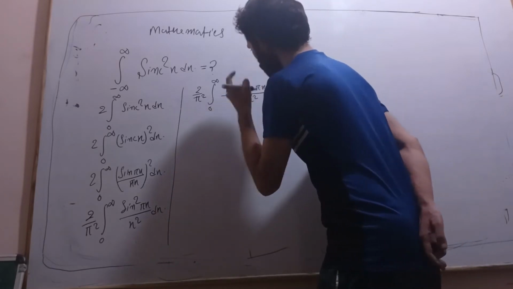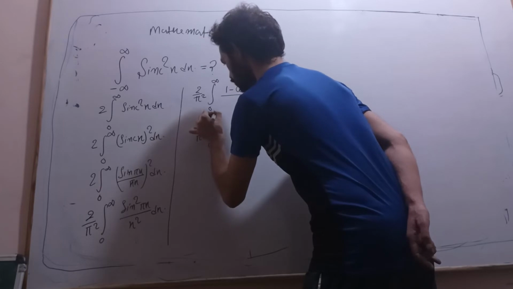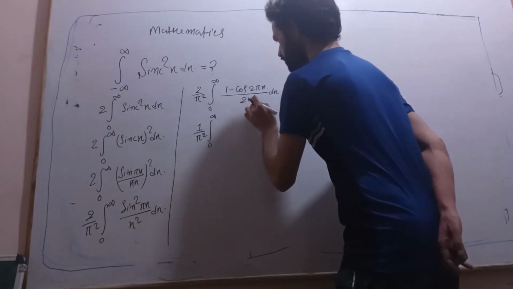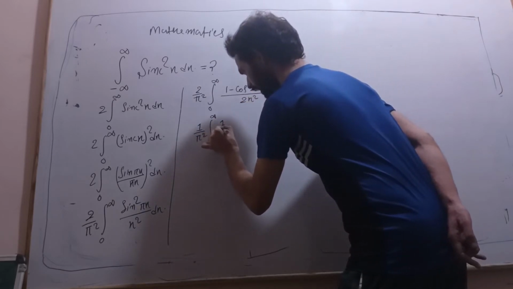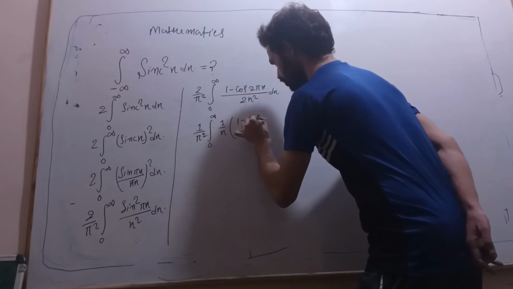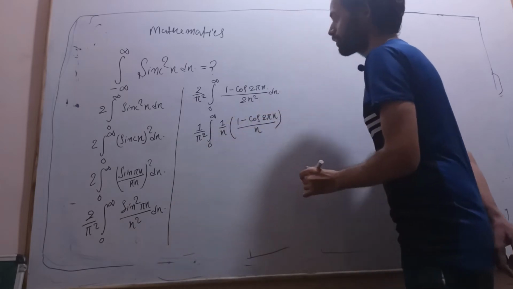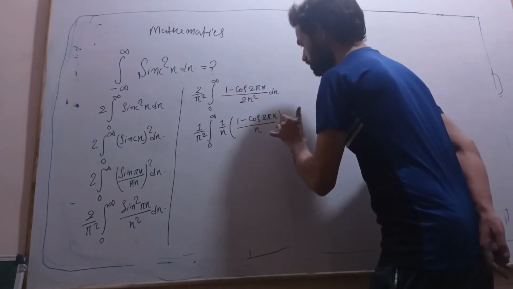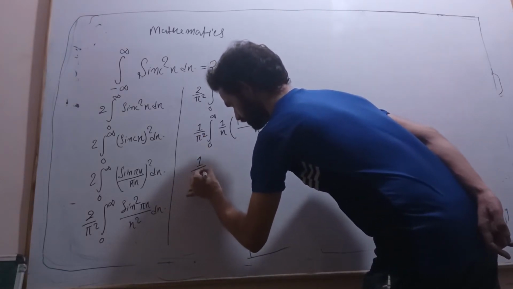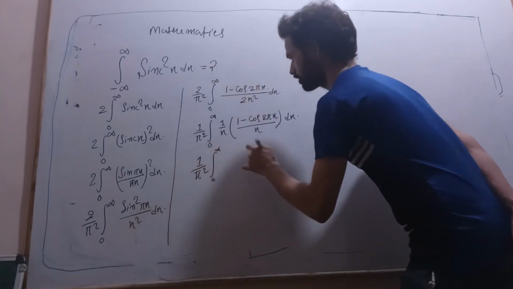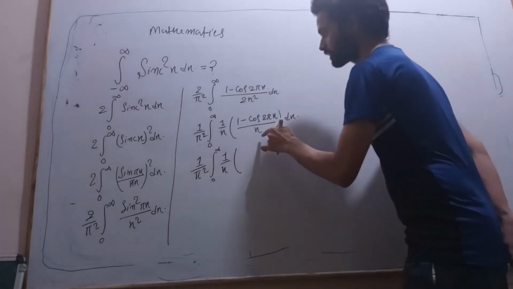Now just take this 2 outside. You will get 1 by pi square times the integration from 0 to infinity. Now just take 1 by x outside, 1 by x inside. So what we will get? 1 by x outside, and this is 1 minus cos 2 pi x divided by x, dx. So now let us see here, 1 by pi square, the integral from 0 to infinity of 1 by x times 1 minus cos 2 pi x by x.